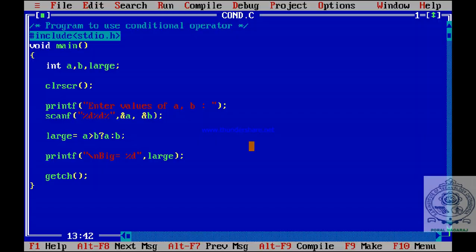Then once again let us run it. Enter values of a and b. Now I will give 18 and 25. So what will be the value of big here, large here? 25. So big is equal to 25 is your output.